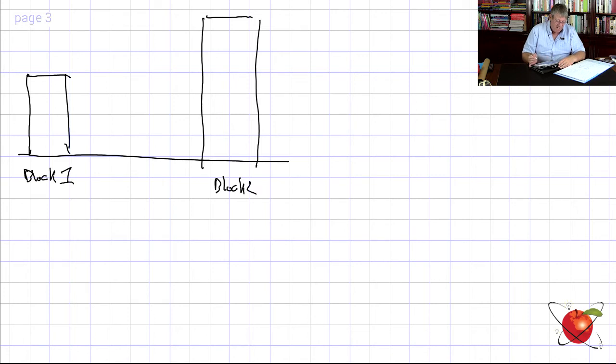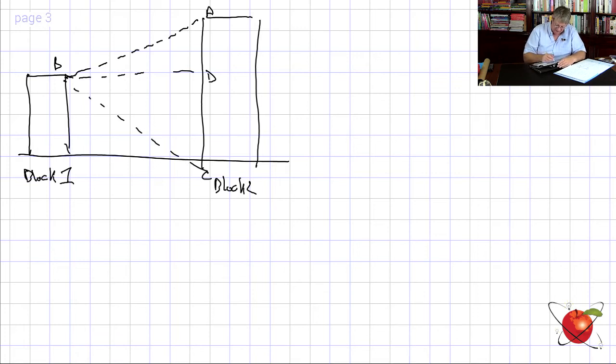Let's call that B and A, and D and C. So they've told us that if I stand at B and I look up, my angle of elevation is 30 degrees there. And my angle of depression is 40 degrees down there. They've told us that we know the height of this is 36 meters.